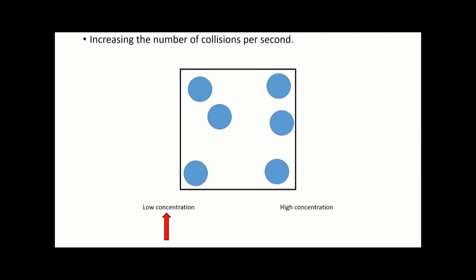Today we're going to have a look at the number of collisions per second and how we can increase that. Now the most obvious way here is if you have a certain concentration of solution or gas, if you put more particles in and you keep the volume the same, you end up with a higher concentration which has more particles in it, and because there are more particles, there are going to be more collisions.